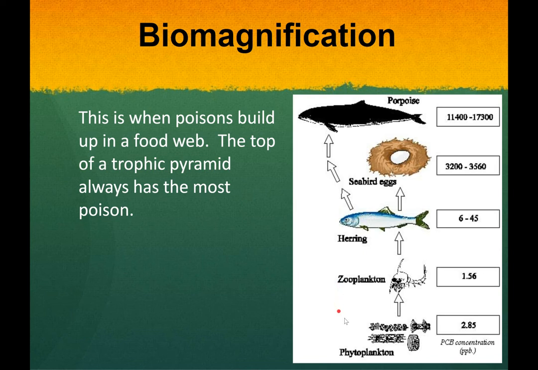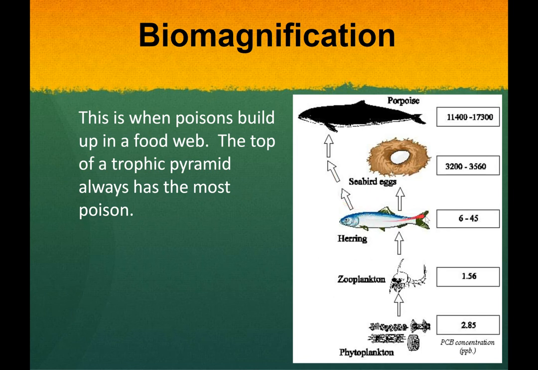But poisons, when they get sprayed, down at the bottom of the food chain, there's really not a lot, 2 parts per billion. But then as we move up the food chain, the amount of that poison is magnified, because the zooplankton will eat a couple thousand phytoplankton, and then the herring will eat a couple hundred zooplankton. And then the porpoise will eat a couple dozen herring.